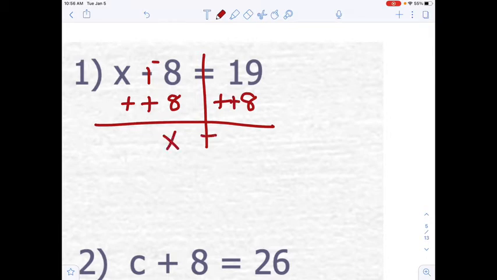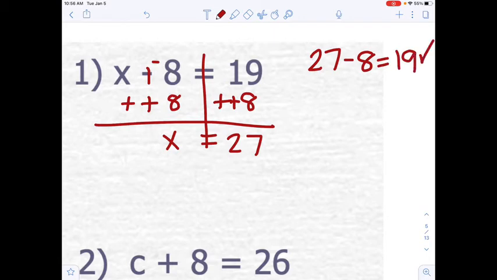This leaves me with x equals 19 plus 8, which is 27. Then when I check my answer, 27 minus 8, well, hey, guess what? That equals 19, which is what we were going for. So I know my answer is 27.